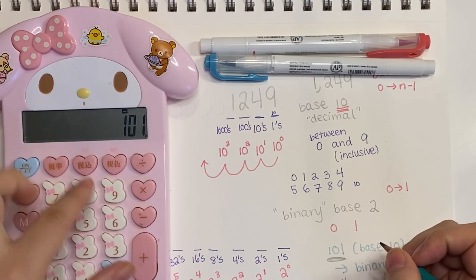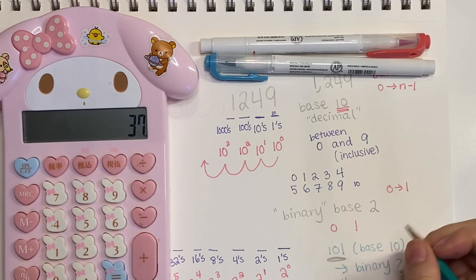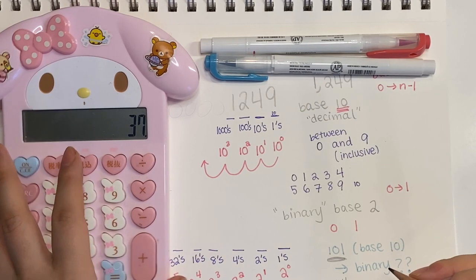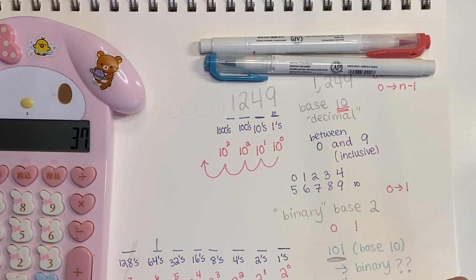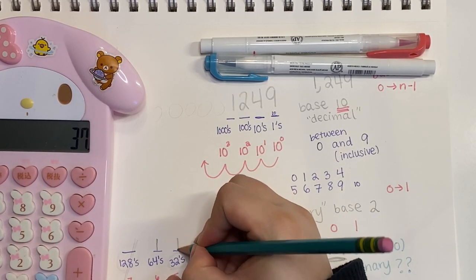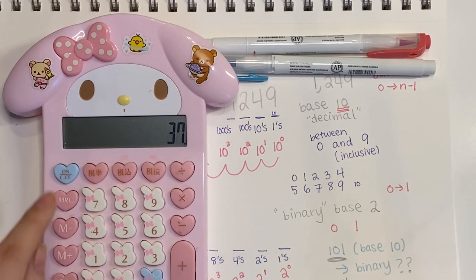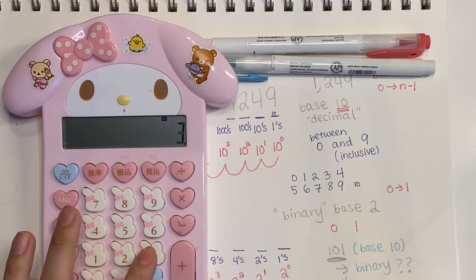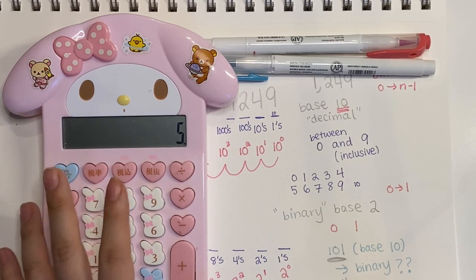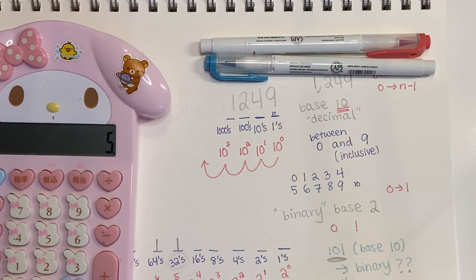101 minus 64 is 37. So I see, okay, I have to fill out 37. So let's take the next slot. The next slot is the 32's place. Can I pull out a 32 from 37? Yes, I can, right? Minus, subtract. So I have a 1 in the 32's. And that leaves me with, we can do this, but I'm going to use my calculator instead. 5. Okay, so I have 5 remaining.